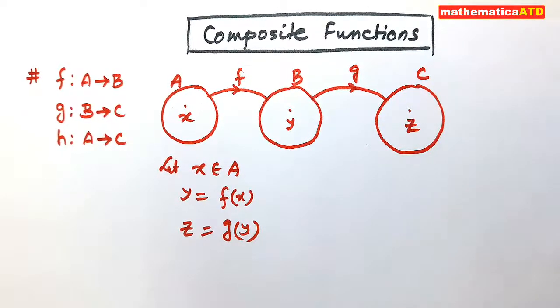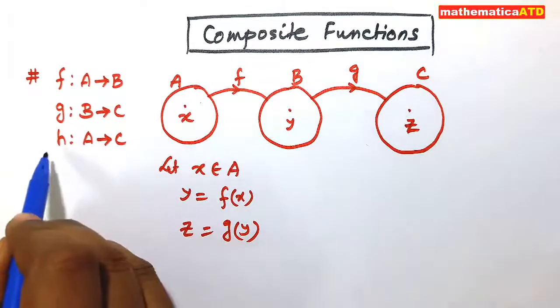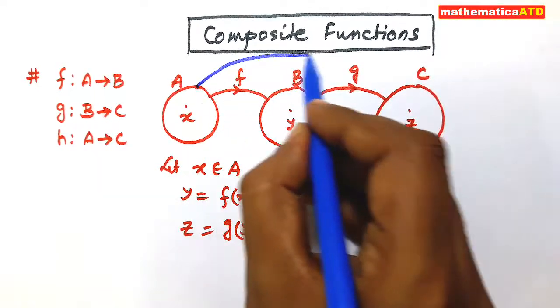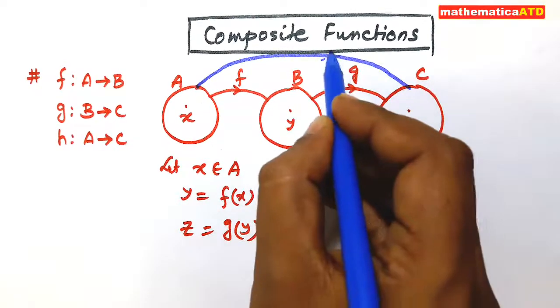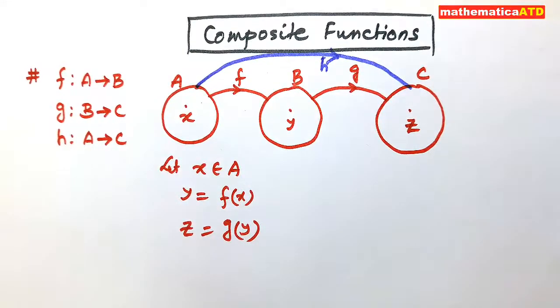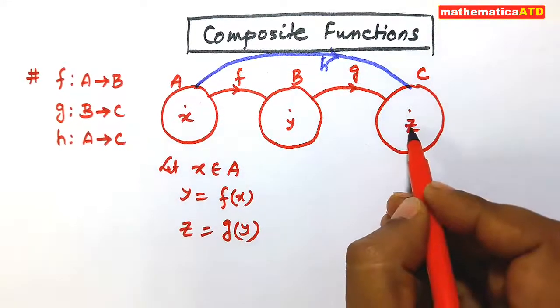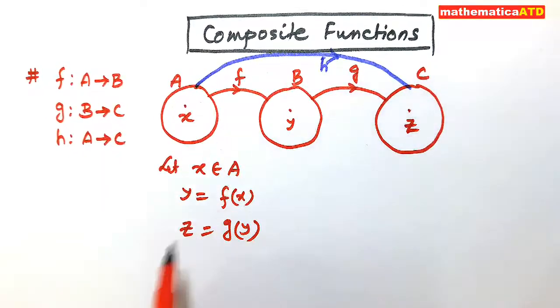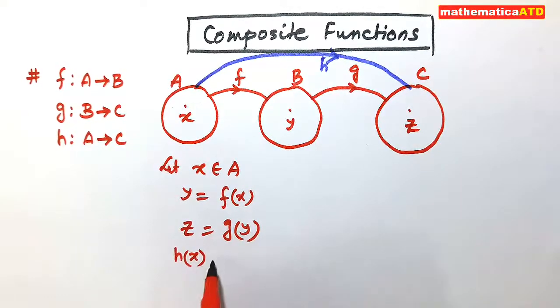Friends, one thing is, since h is such that A to C, there is a correspondence from A to C, this is h. So z is equal to h of x. So replace this z by h of x. So h of x is equal to g of y.